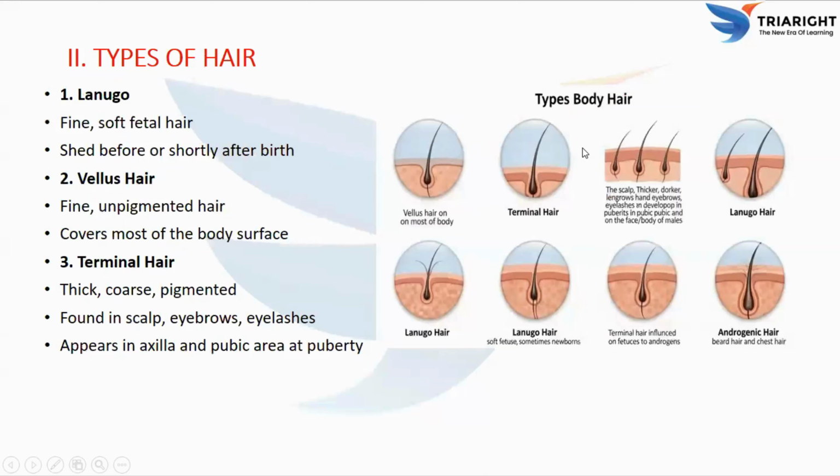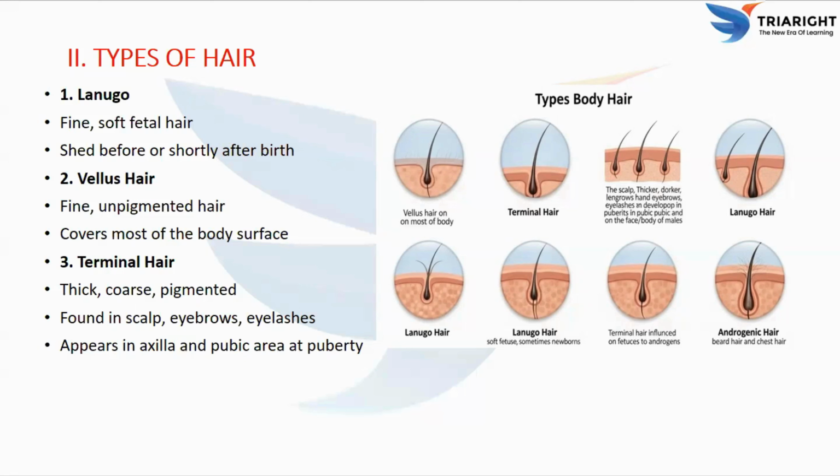Hair on the human body can be classified into three major types based on thickness, pigment, location and developmental stage. These types are lanugo, vellus hair and terminal hair. So what do you mean by lanugo hair? It's a fine, soft, downy hair present on the fetus. It's the first type of hair produced during development.